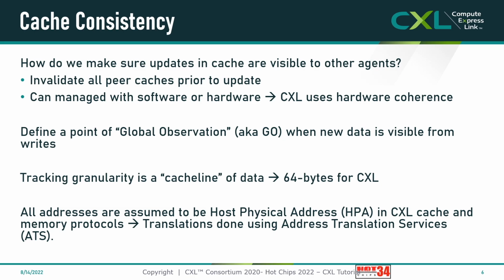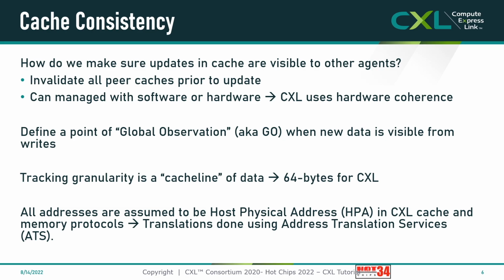Now, talking about cache consistency. When someone updates a location in memory, how do we make sure that data is visible to the other agents? Well, the basic mechanism is to say before you update a location in memory, you need to invalidate all the peer caches that might have a copy before you do the update. Now, this invalidation and cleaning up of peer caches can be managed with software in some cases, or with hardware. Software can add a lot of overhead. With hardware, we hide that overhead and manage it all in hardware. And this is what the CXL coherence protocol does.